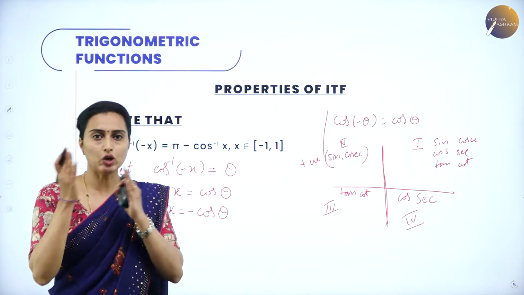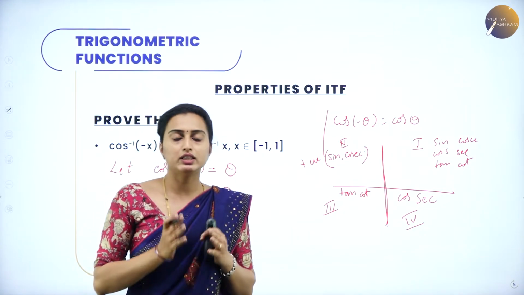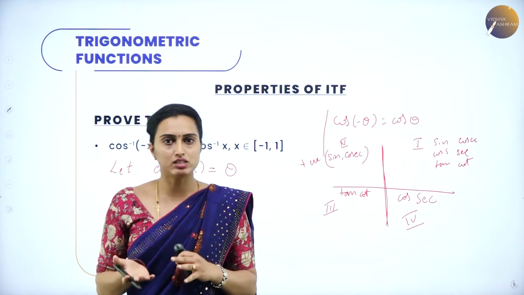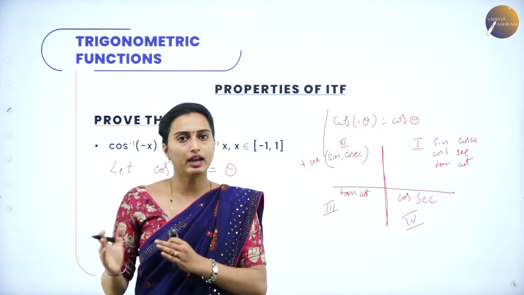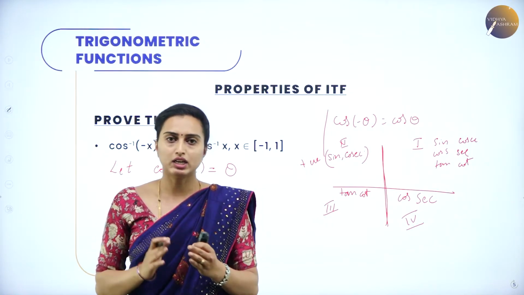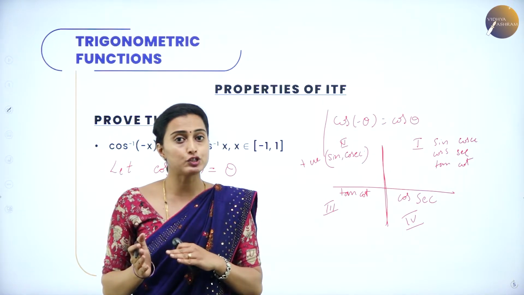That is, cos will be cos only. Depending on the quadrant, sign will change. Correct? In the multiples of 180 and 360, you are going to have cos will be cos, sine will be sine, tan will be tan, cosecant will be cosecant, secant will be secant, cot will be cot. In the multiples of 180.